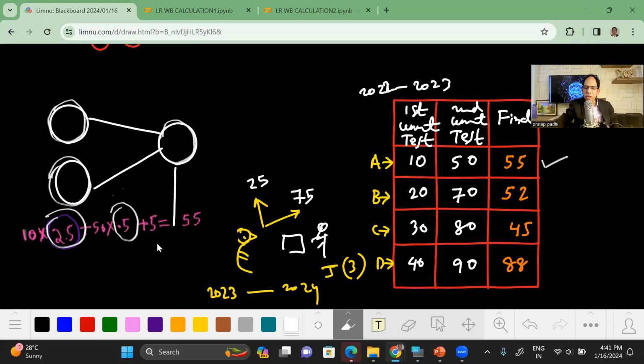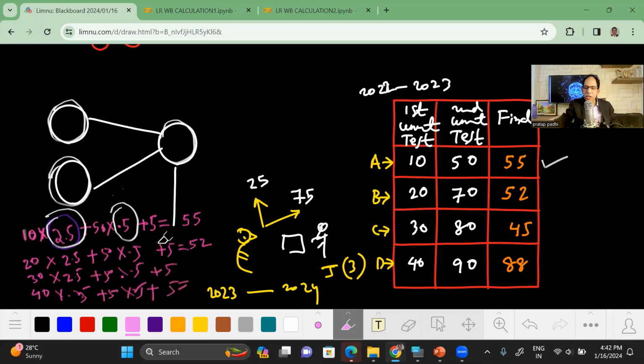Now we have another row. We'll try for 20, 30, 40, whatever numbers I've taken here. Remember, this is class 1. If I write the same number here, and add the same number, am I getting 52? Here we can't change these two. So if I write 2.5 here, multiply with 0.5, and add 5, am I getting 45 and 88? Am I really getting this?